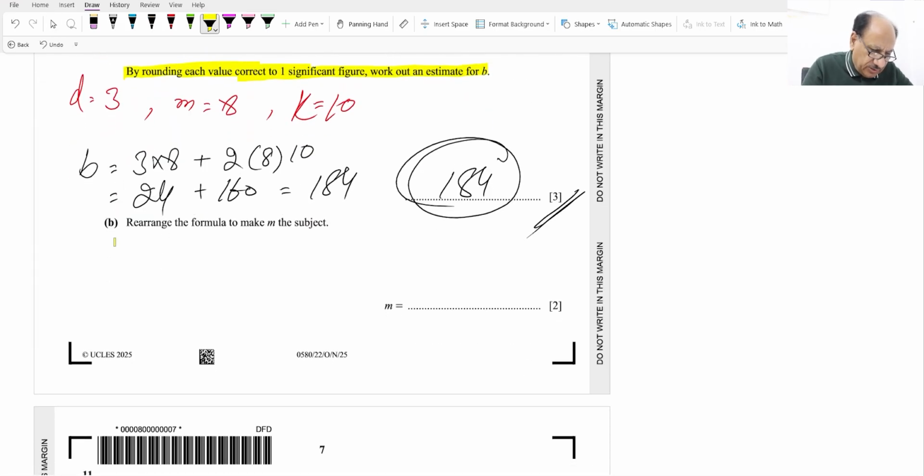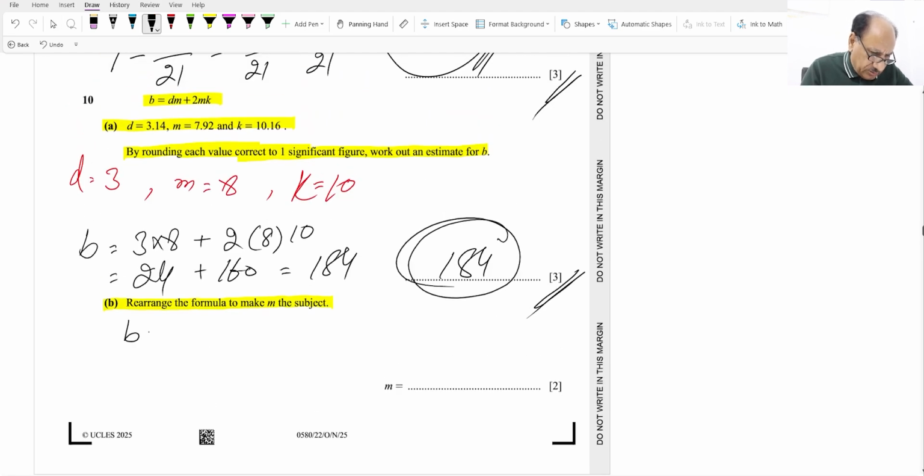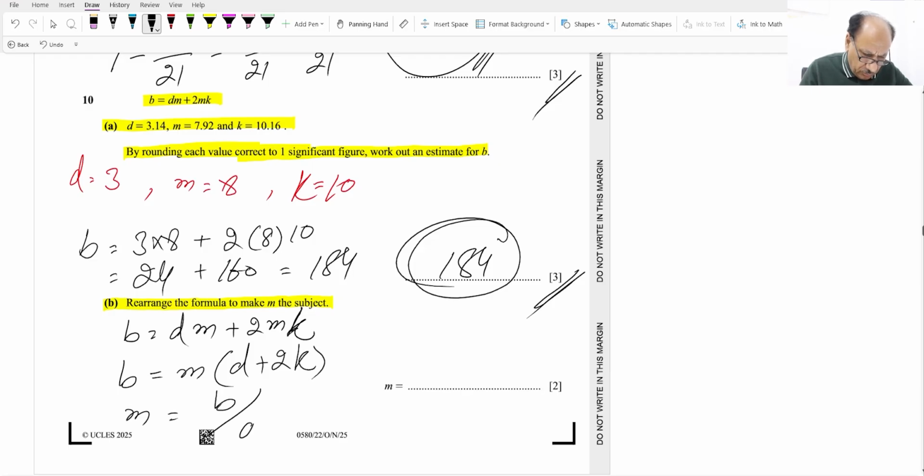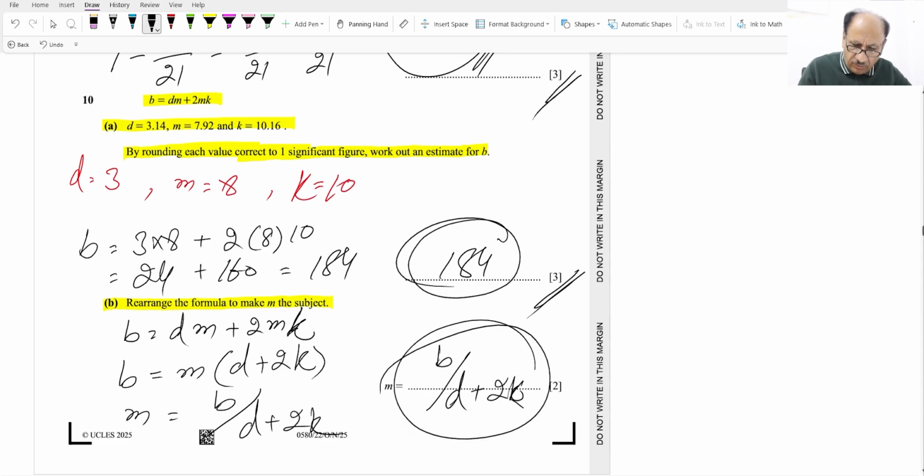Next is the rearrange part. Rearrange the formula by making M the subject. Our equation is B is equal to DM plus 2MK. So we need to make M the subject. We can take M common, so inside will be D plus 2K, and shift D plus 2K to the other side. So M is equal to B over D plus 2K. This will be our final answer, which is the answer for 2 marks.